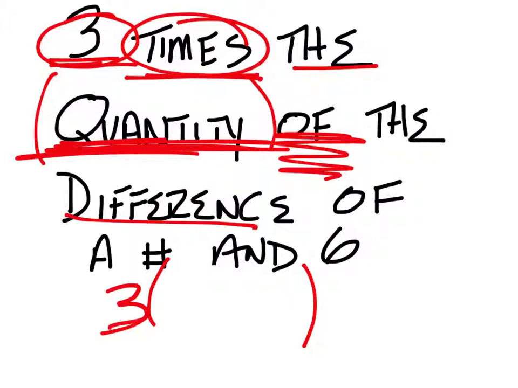The difference is what operation? And the difference of a number and 6, what goes first? And then 6. So that's what this means. 3 times the quantity of x minus 6. The more you do these, the easier it's going to get.